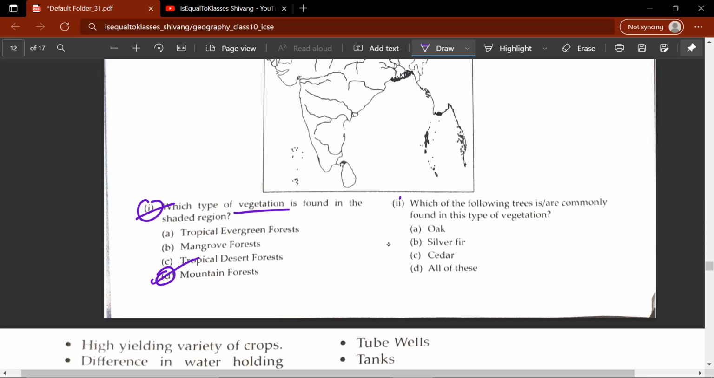And then the final question, second: which one of the following trees are commonly found in this type of vegetation? Would it be A, B, C, or D? The correct answer for this would be D, sorry, all of these. So you have oak, you have silver fir, you have cedar, which are all mountainous trees, and they are present in mountainous areas or regions.